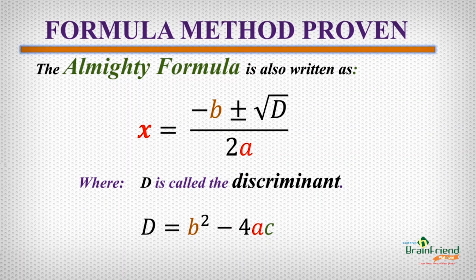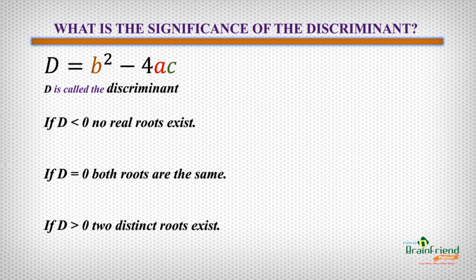The almighty formula is also written as x is equal to minus b plus or minus square root of d divided by 2a. The d there stands for the discriminant, and is simply the same as what we had initially, which is d equal to b squared minus 4ac. What is the significance of this discriminant? The discriminant tells us what to expect from solving a quadratic equation.